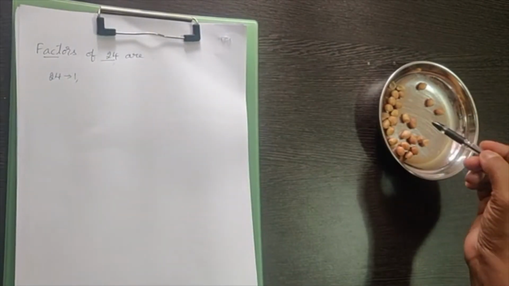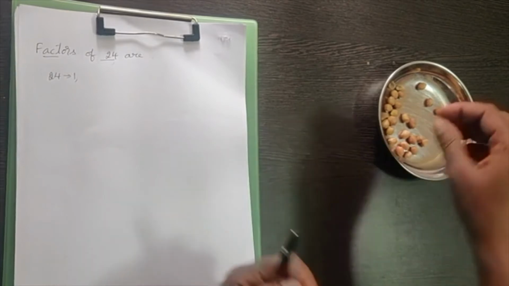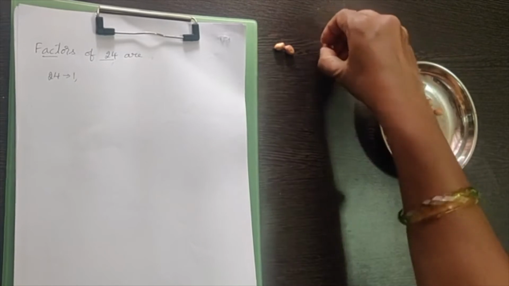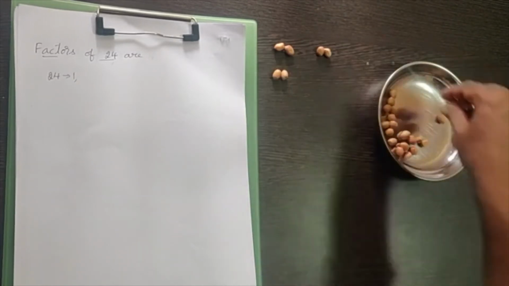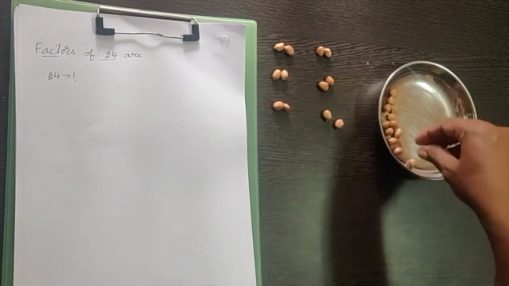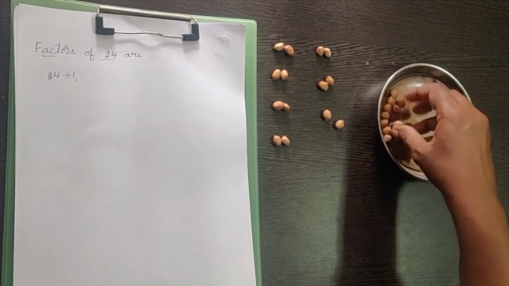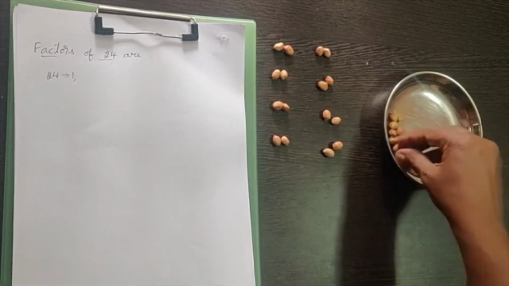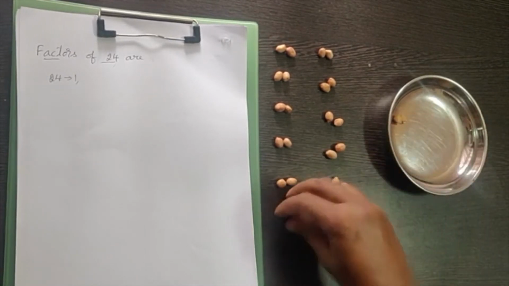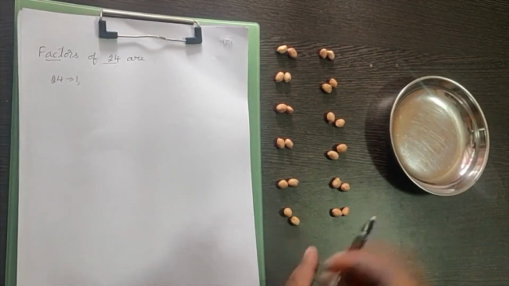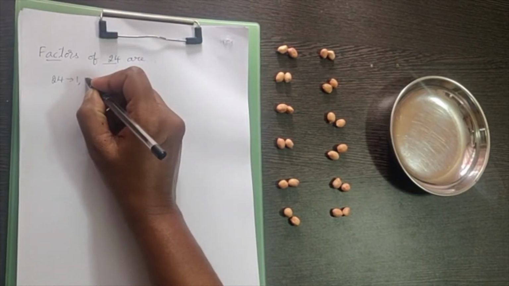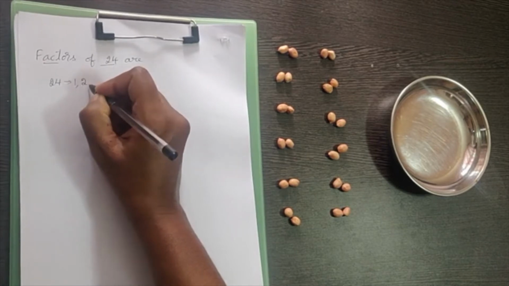Here I have taken 24 groundnut seeds. Let me group first 2's. See, 2 in each group. 1, 2, 3, 4, 5, 6, 7, 8, 9, 10, 11, 12. I have made groups of 2 each, so no remainder. Yes, 2 is the factor. Factor means equally we can divide.